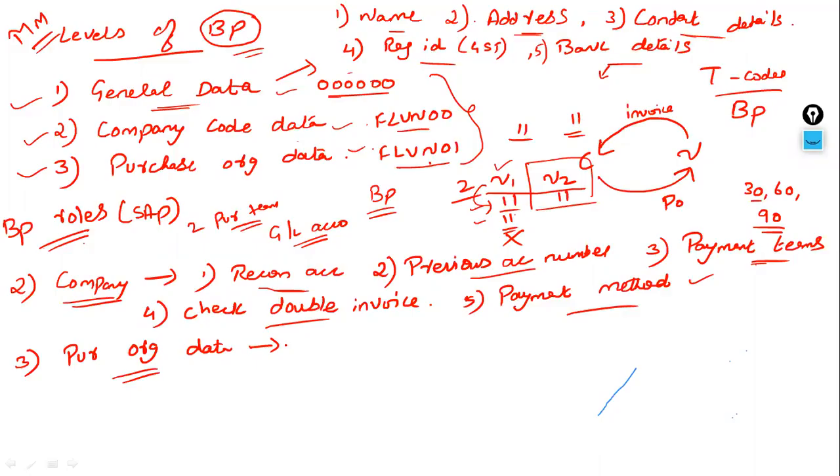Okay. Now, let me speak about what are the important points in the purchase organization level. In purchase organization level, the first thing that is important is the currency. We call it an order currency. Okay, let me finish this purchase organization data and I'll take the questions. Okay. Currency is very important when you come to purchase organization data. Okay. The second thing which is important is that here also you have payment terms.